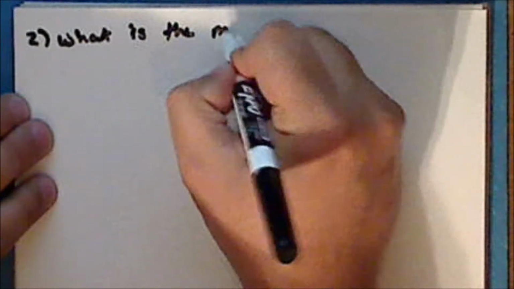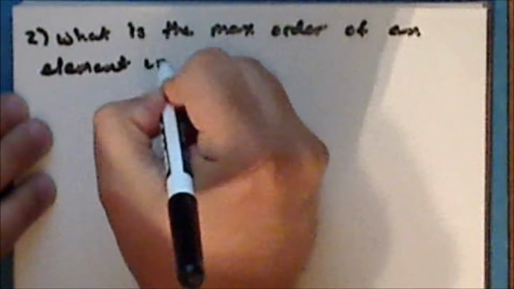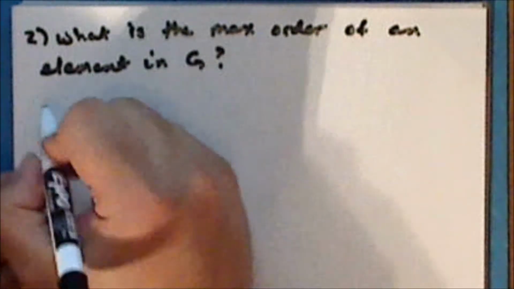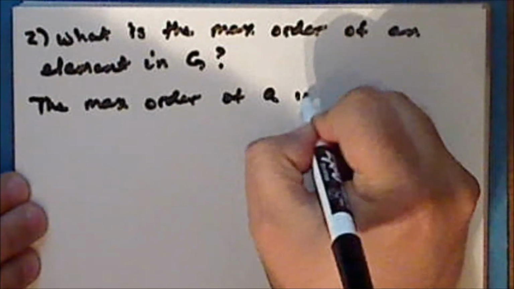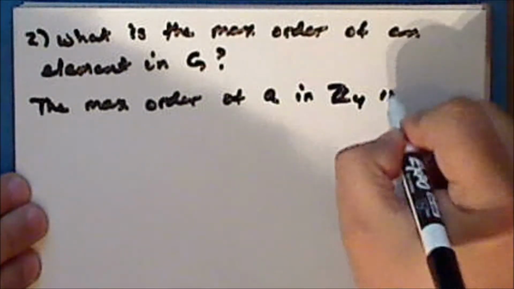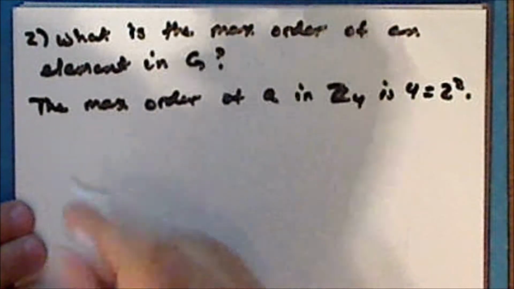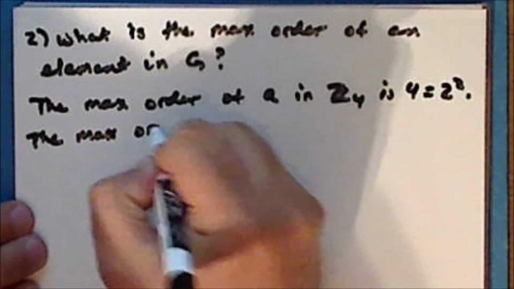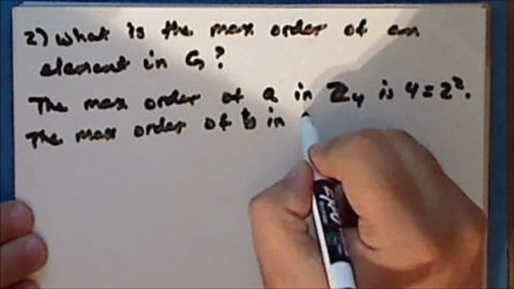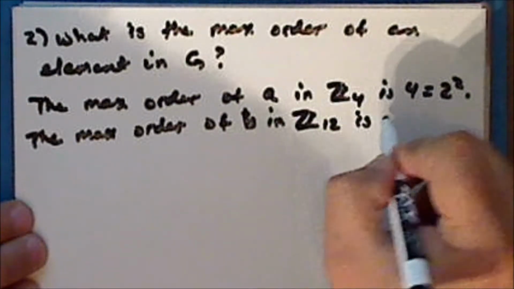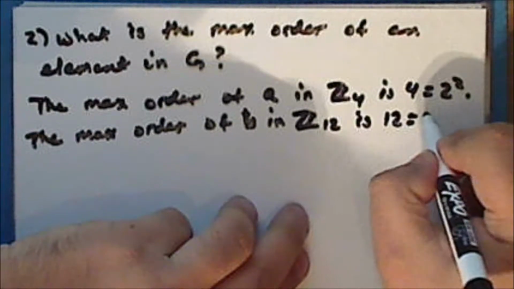So for part 2, we're to find the maximum order of an element in the group G. Now the maximum order of an element A in the integers modulo 4 is 4, which is 2 squared. The maximum order of an element B in the integers modulo 12 is 12, which is 2 squared times 3.